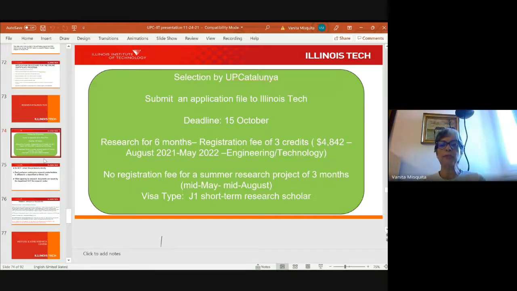The deadline is the 15th of October if you want to do your research project starting in February of next year. So this was already passed. For those of you interested in a research project starting in September of next year, the deadline would be February 15th.